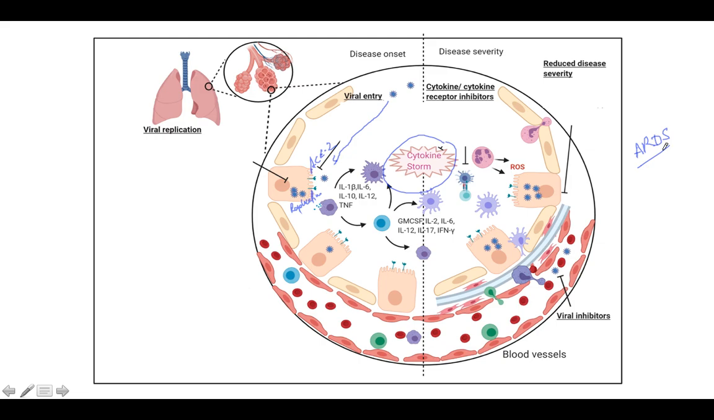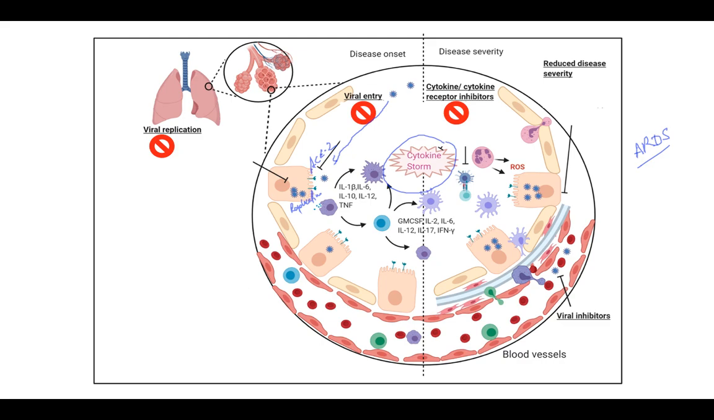So what are they? First is, if we can block the replication of the virus, or even before, if we can somehow stop this virus from entering the host cell. Third thing is that if we can reduce this cytokine storm by using some kind of cytokine or cytokine receptor inhibitors, so that there is no cytokine storm, the virus will enter and replicate, but disease severity will not be that huge as we see in the serious critical cases of COVID-19.